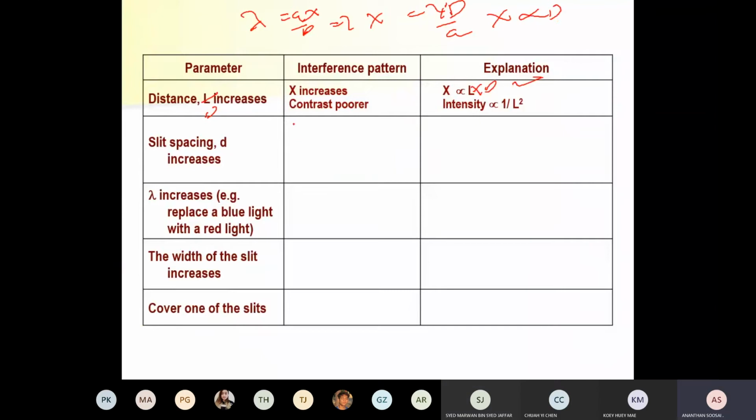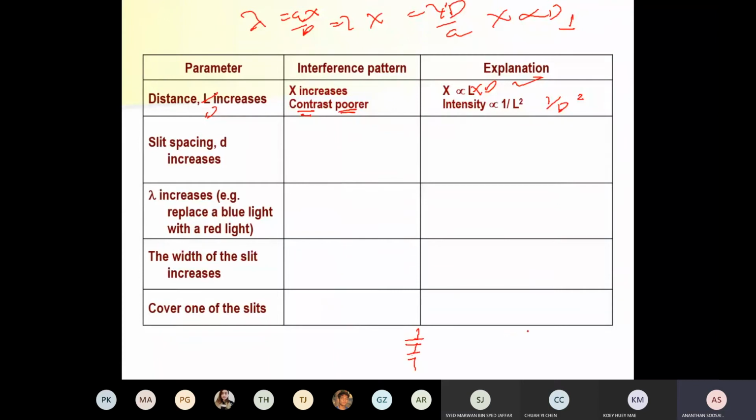Now second. What happened to the contrast? Contrast looks poorer, very bad contrast. Why? The reason is the intensity is directly proportional to 1 over D squared. This you learned in your wave data before, right? Intensity is inversely proportional to D squared. Correct? So you have a source here.